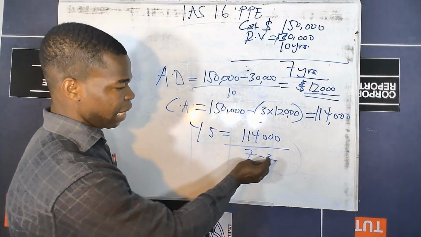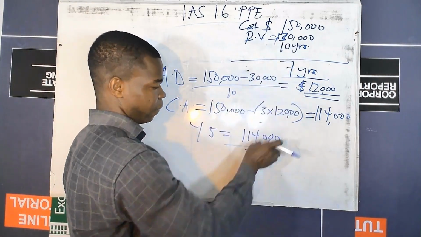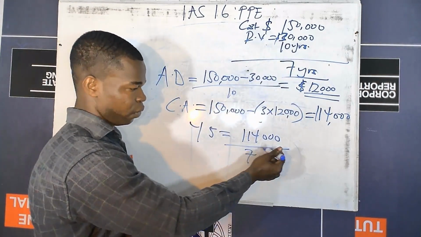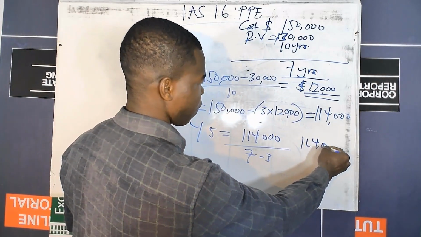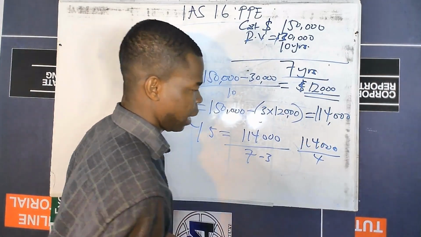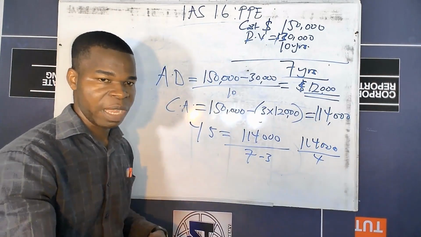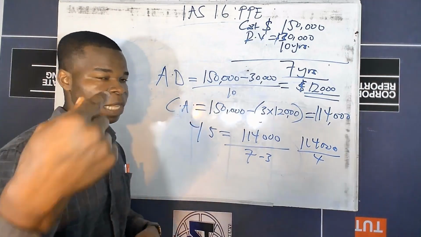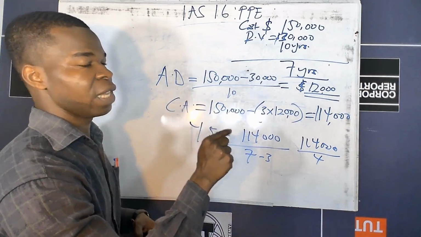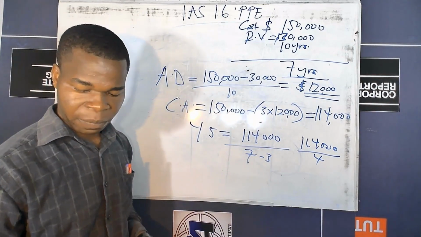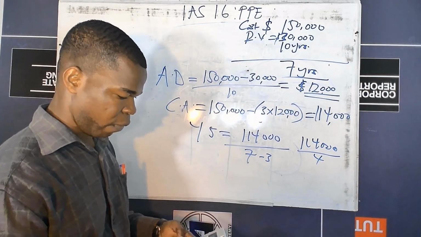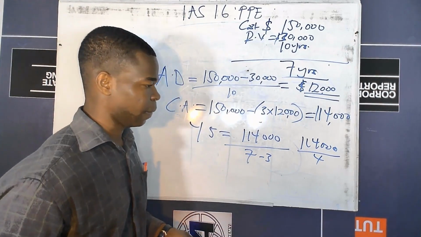So here we have to less the years that we have already used the asset from the new useful life. So here is going to be the 114 divided by the 4 years, because that is the remaining useful life. In the previous question, they've already given us the remaining useful life. So in doing this, divided by 4 is going to give us $28,500.